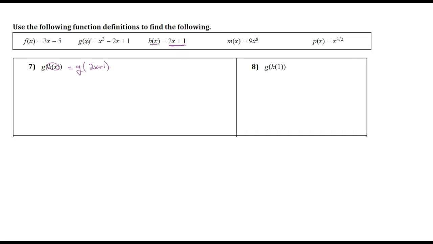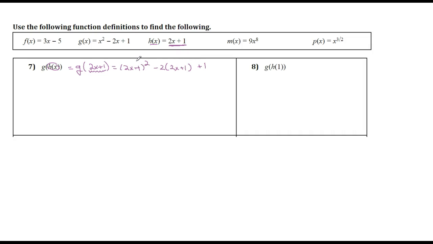machine. The g machine takes whatever you give it, squares that thing, does minus 2 times that thing, and plus 1. So usually what I do is write this in a more general form. Every place I see an x, whatever I'm plugging in is going to be squared, minus 2 times what I'm plugging in, plus 1. And what I'm plugging in is this. So it becomes 2x plus 1 quantity squared minus 2 times 2x plus 1.